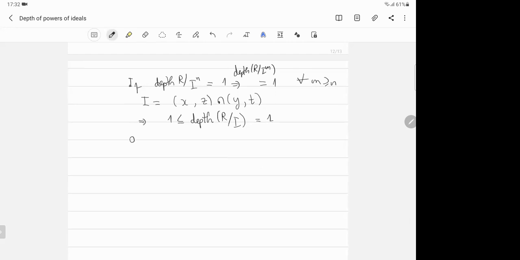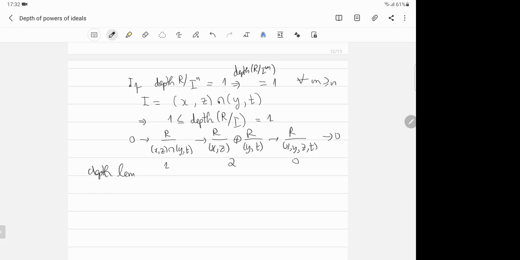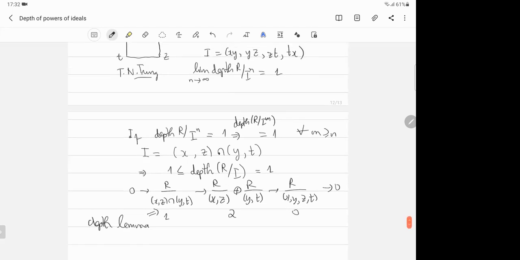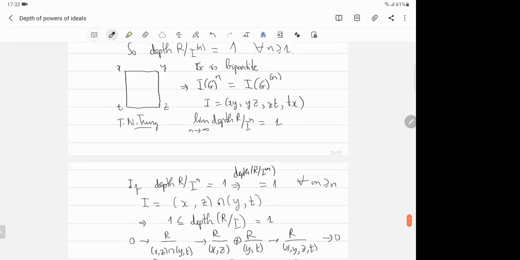For example, you can do this exact sequence. This has depth 2, this has depth 0, and so using the depth lemma, you can prove that this must have depth 1. So the conclusion here is that this has depth 1.